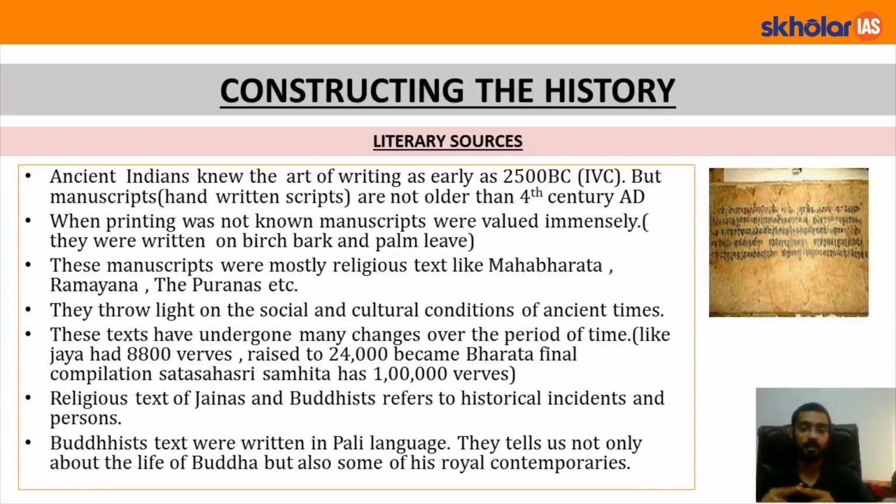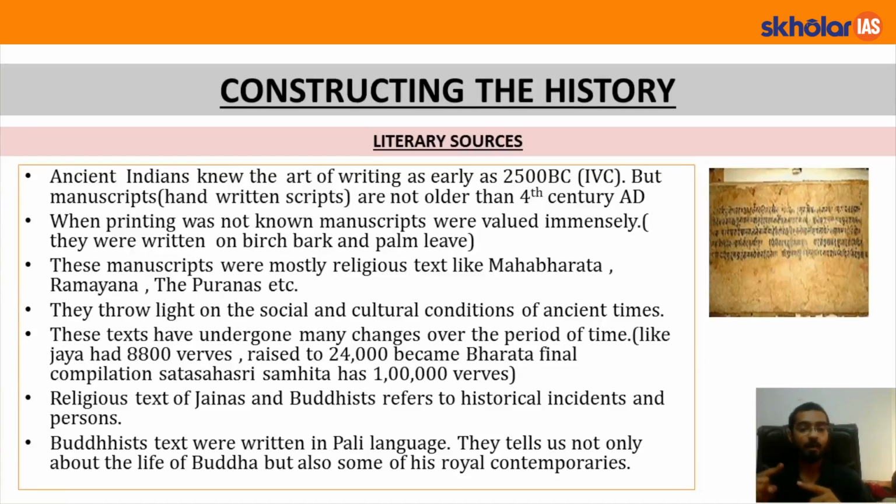These manuscripts were mostly religious, like the Mahabharata, the Ramayana, the Puranas. Now there were developments. These literatures are attributed to the later Vedic age, but there were developments in them throughout ancient Indian history, and they were finally compiled in the Gupta age. They throw light upon the social and cultural conditions of ancient times, like the Rig Veda. The 10th mandal of the Rig Veda mentions the Varna system, and through it we come to know that society was divided into 4 Varnas. There were also various yajnas mentioned in the other Vedic texts, and that is why we know the social and cultural conditions of that period through these literary sources.